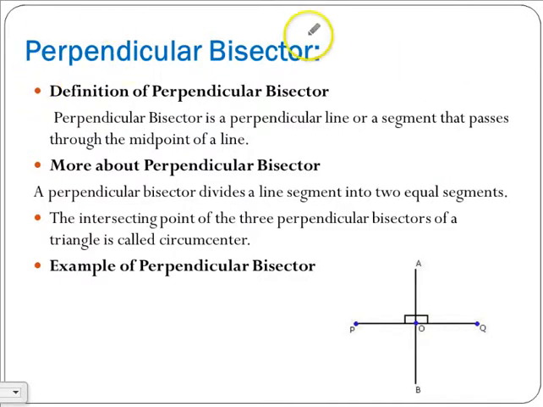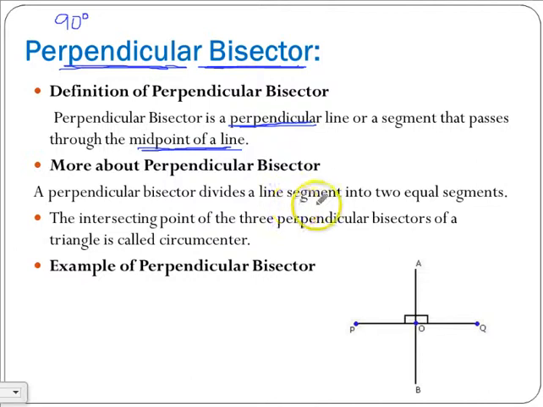So a perpendicular bisector. Here we're adding the word perpendicular to the term we've been talking about today, bisector. So what is the definition of a perpendicular bisector? Do you remember what perpendicular means? It intersects at 90 degrees. That's what perpendicular is. So a perpendicular bisector is going to be a perpendicular line or segment that passes through the midpoint of a line, because it's got to divide that line or segment into two equal parts.